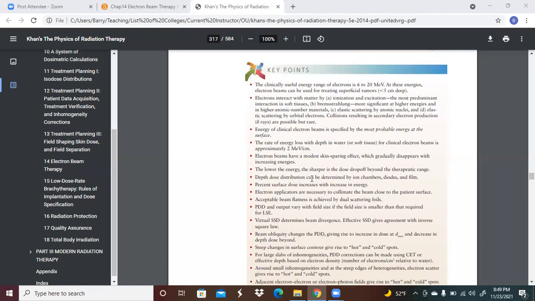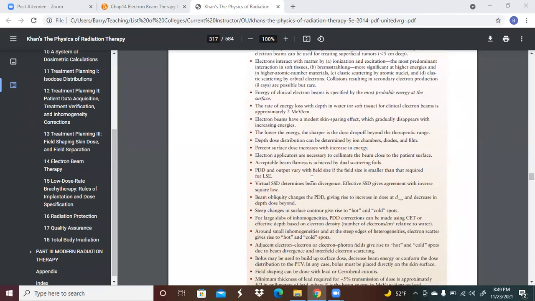Electron beams have a modest skin sparing effect, which gradually disappears with increasing energies. The lower the energy, the sharper the dose drop off beyond the therapeutic range. Depth dose distribution can be determined by ion chambers, diodes, and film. The percent surface dose increases with increasing energy, getting back to what we had talked about before.